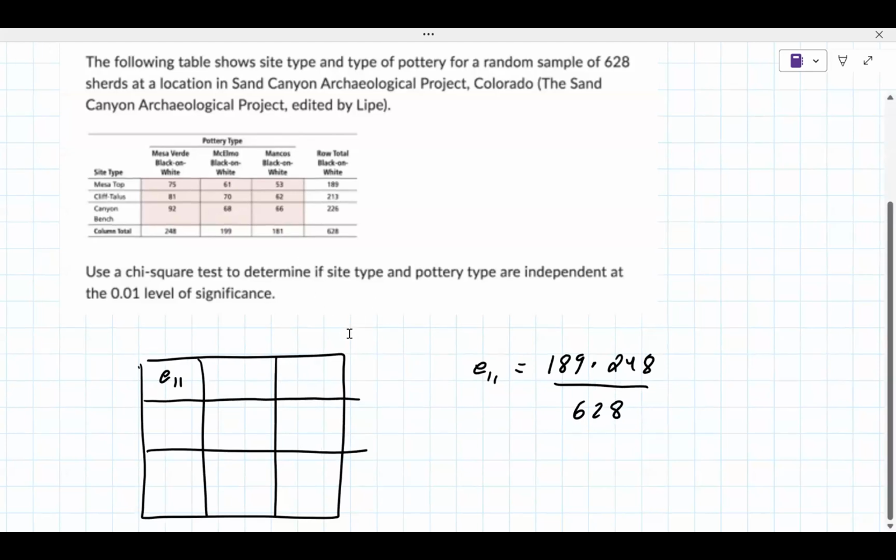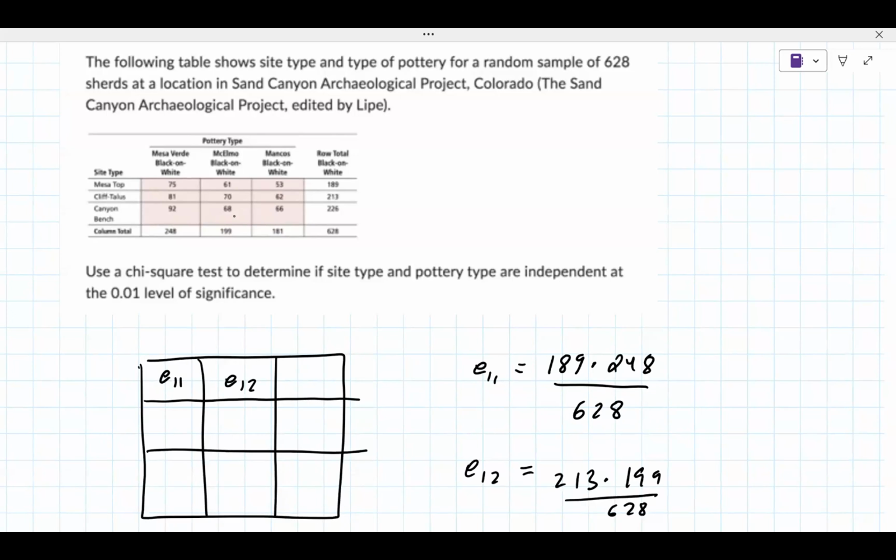So you end up doing this for all of them. The value that goes in here, you have to do this 9 times. So it's actually quite a bit of work. We're not going to do it all. I'm going to use the computer, but I'll just put another one up as an example here. Is that okay?